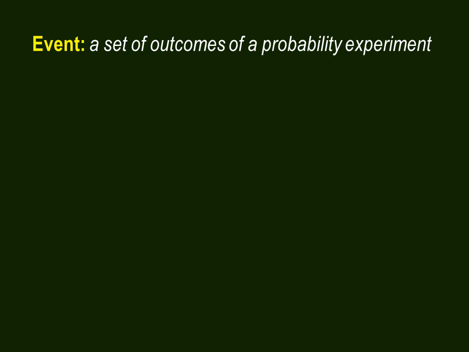Most probability problems ask you to find the probability of not only one outcome, but for 2 or more outcomes. As such, we must distinguish between outcome and event. An event is a set of outcomes for a probability experiment, and an event can have either one or more than one outcome. I'll show you an example here.